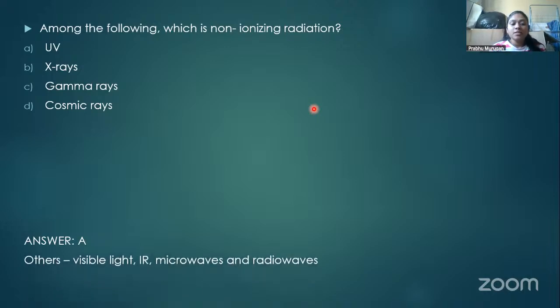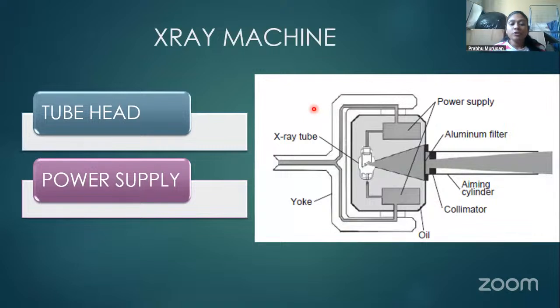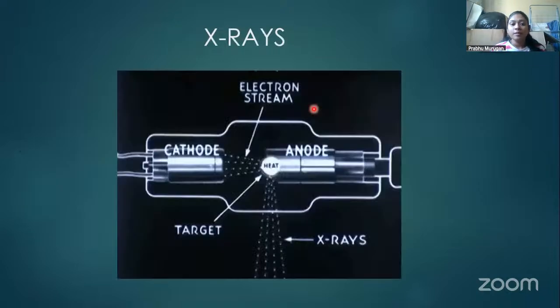Okay, so yeah, the others include your visible light, infrared, microwaves, and your radio. Okay, moving on to the X-rays. So the basic concept of X-rays is there is going to be fast-moving electrons which is going to hit on a target, giving rise to the production of your X-rays.